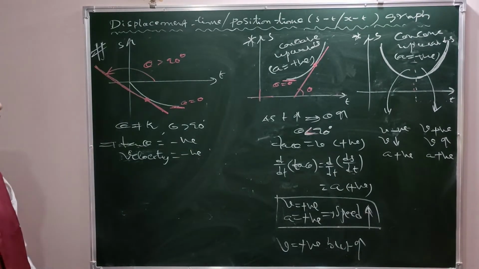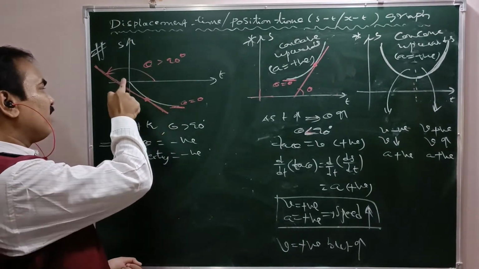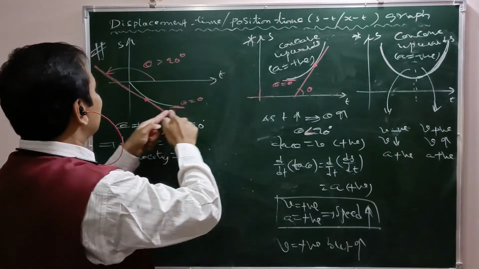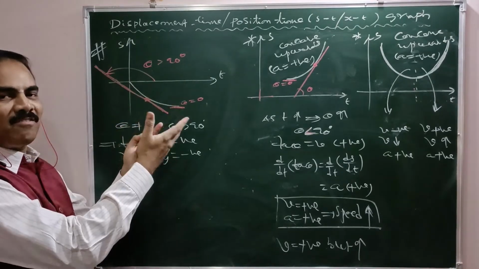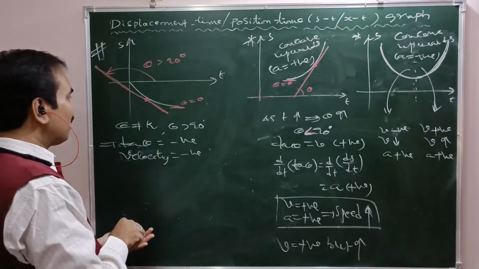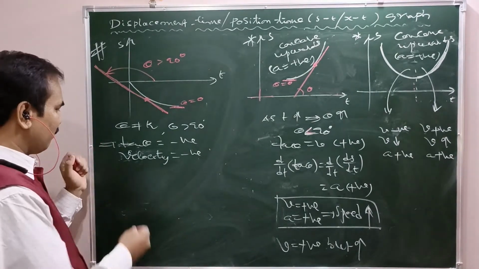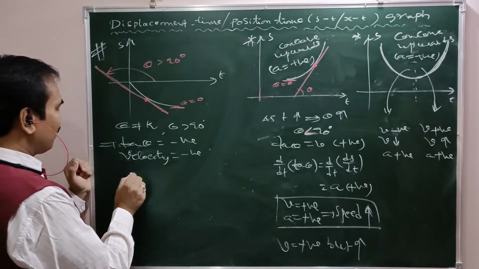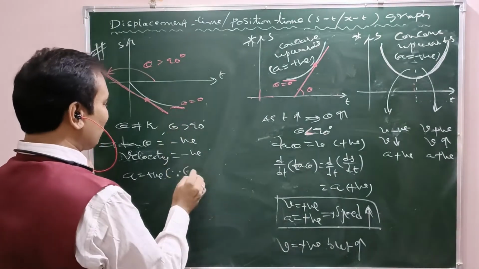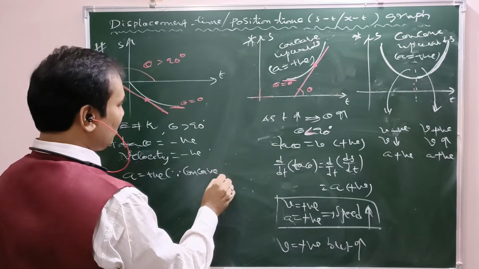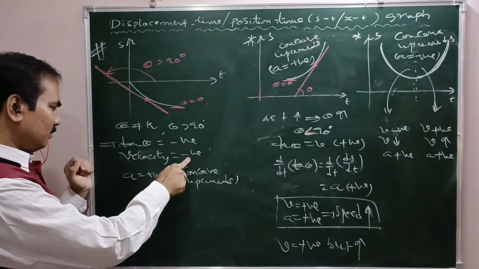Now, what is the shape of the graph here? See, is it concave upwards or not? See, this is the first half of the complete diagram. In the total diagram, this is the first portion. See, concave upwards. So, concave upwards means what is the nature of acceleration? Positive. Means acceleration is positive, since the shape is concave upwards. See, velocity is negative, acceleration is positive.